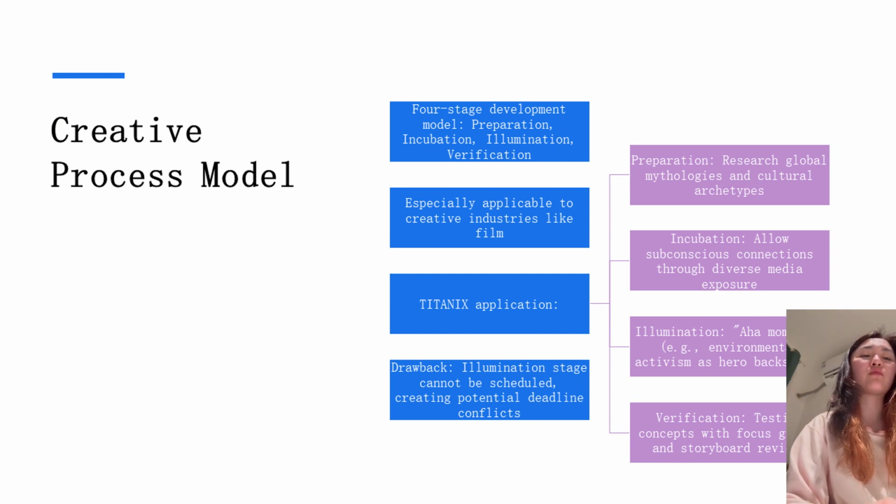At some point in the illumination stage, the writer might have a moment like the realization that the environment might be the backstory of the hero, and the structure will be modeled and reliable. Finally, the concept will be tried out in the verification stage to refine the storyline with focus groups or review of the story before production. One of the drawbacks of the model is the schedule, so there might be a clash between the incubation delay and the flow of productivity.